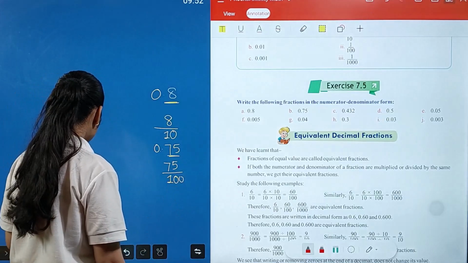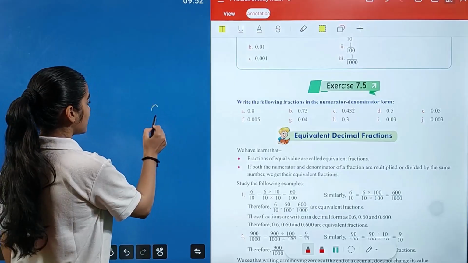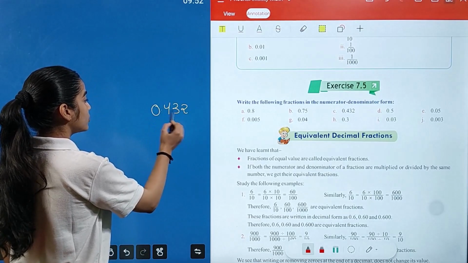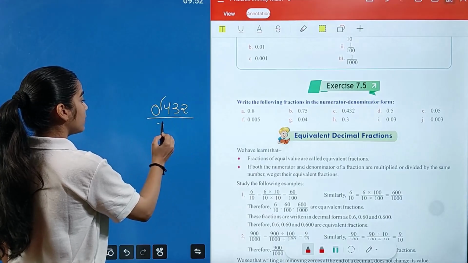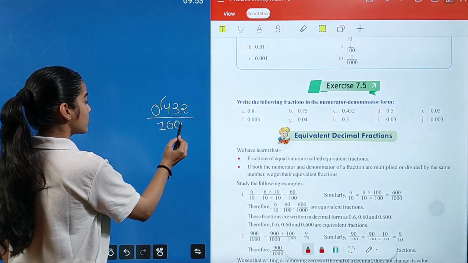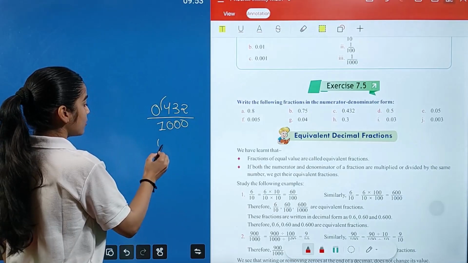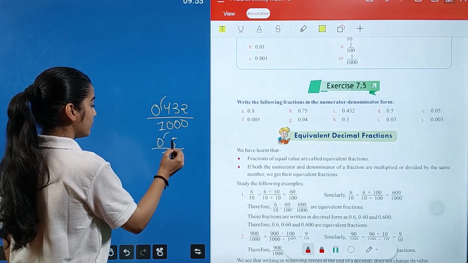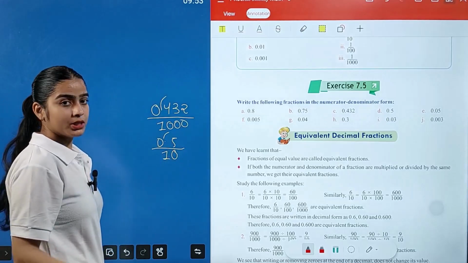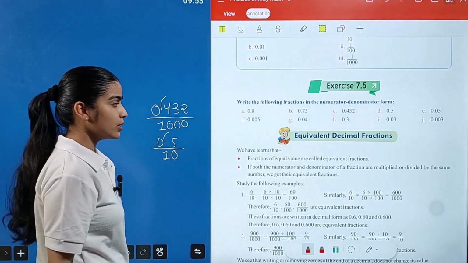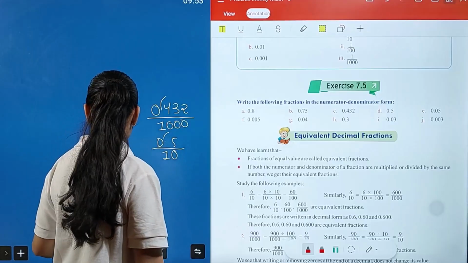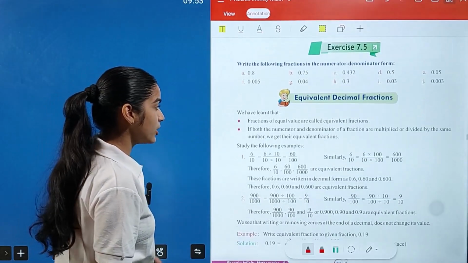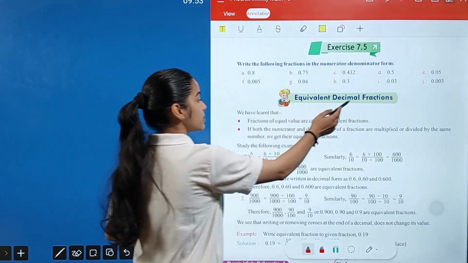And you can also do this. For example, 0.432. Count how many digits we have. 1, 2, 3. Just remove this point and put a 1 and write 3 zeros after this. 0.5. Remove the point, write 1 and put a 0. How many digits do you have? In this case, we have only 1. So we write 10. So this is the way you can do the rest of the questions you have in exercise 7.5.